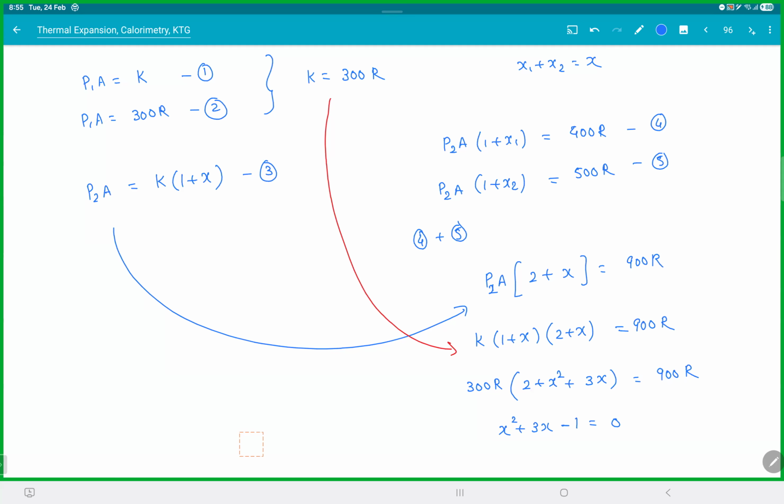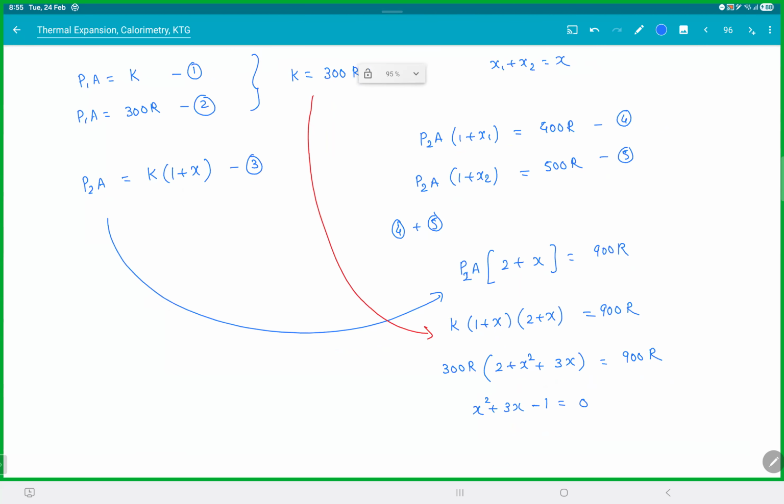So x will be minus 3 plus or minus root over b square, 9 plus 4, by 2. Minus 3 plus root 13 by 2. This is not the answer. Be careful. X is this. What is the final compression? 1 plus x. X is the additional compression. That would be root 13 minus 1 by 2.